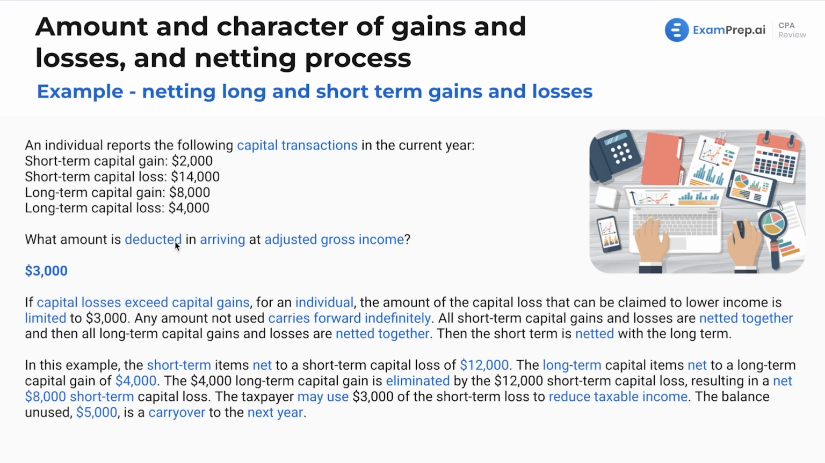Now here, what is deducted in arriving at gross income? We've got the answer there, but how did we arrive there? Well, if capital losses exceed capital gains for an individual, the amount of the capital loss that can be claimed to lower income is limited to $3,000.